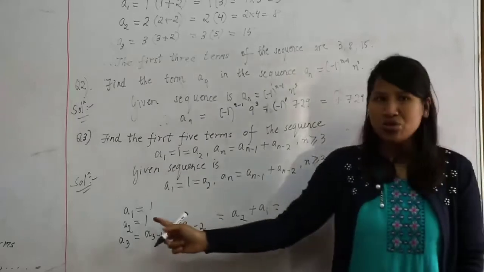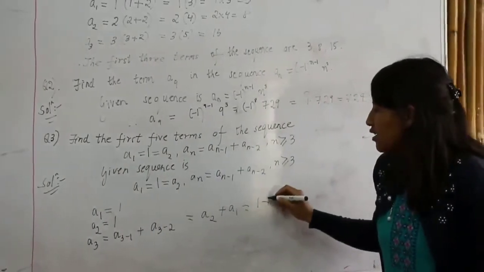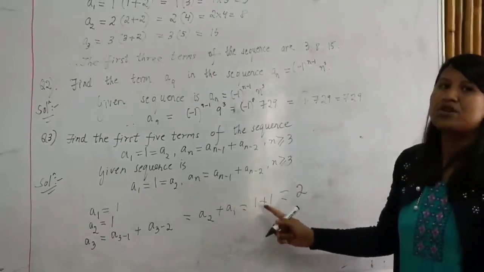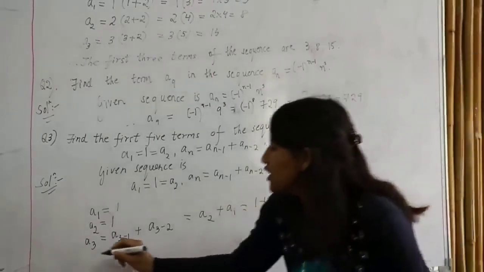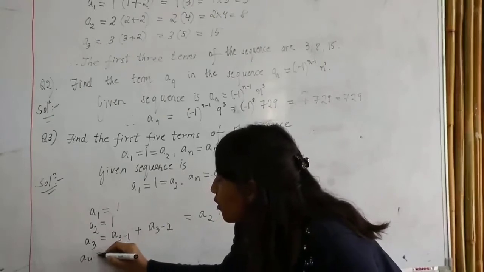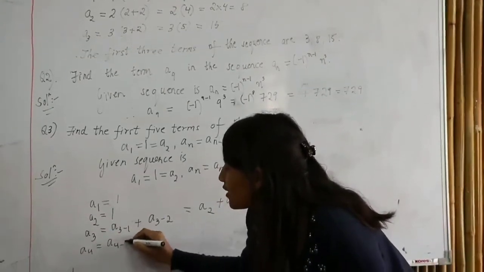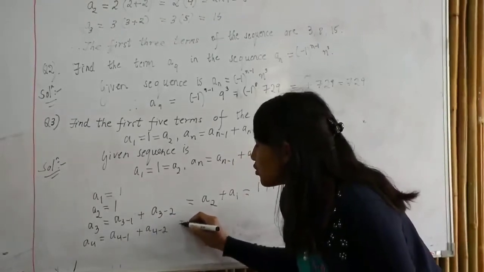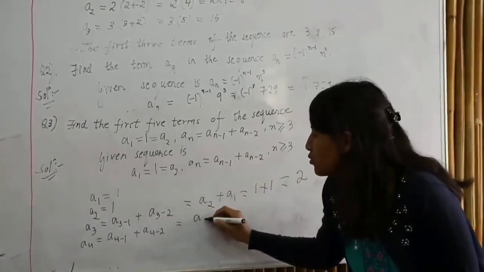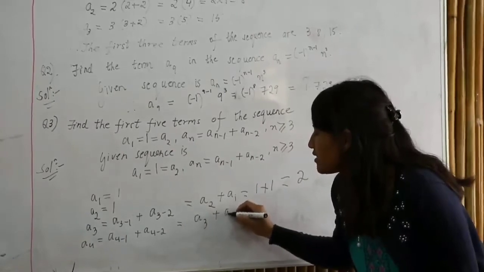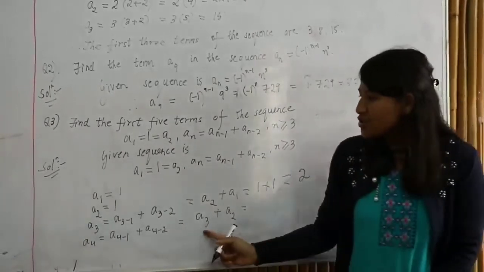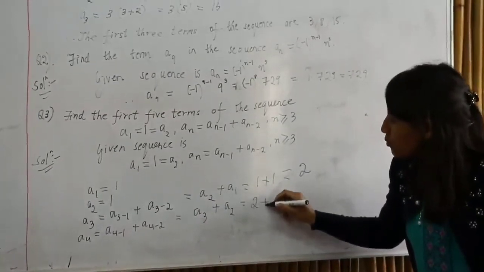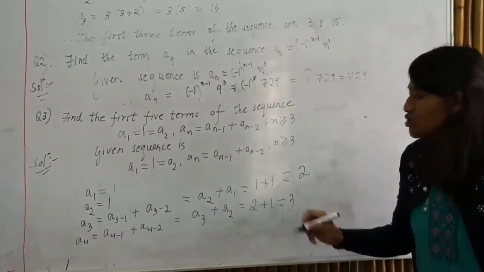Okay, so what is A2? 1. And then we get A1 is also 1, so 1 plus 1 is 2. Okay, so next is A4. So A4 minus 1 plus A4 minus 2. So A4 minus 1 is A3 plus A2. What is A3? Check, it is 2. So 2 plus 1, it is 3.